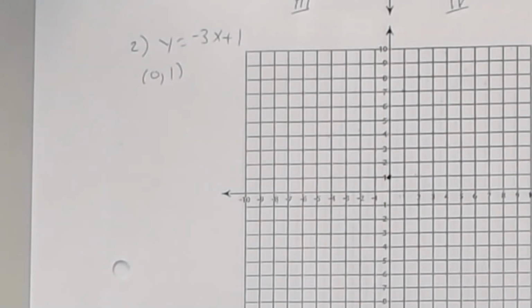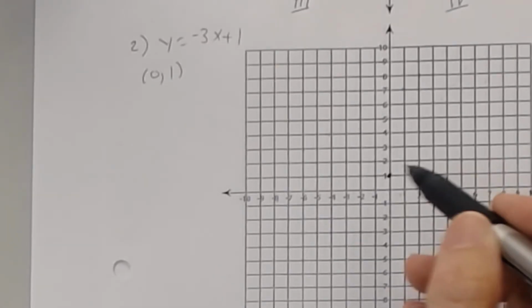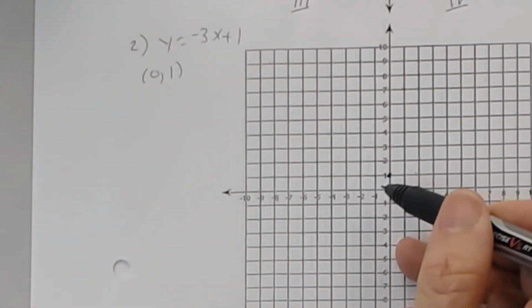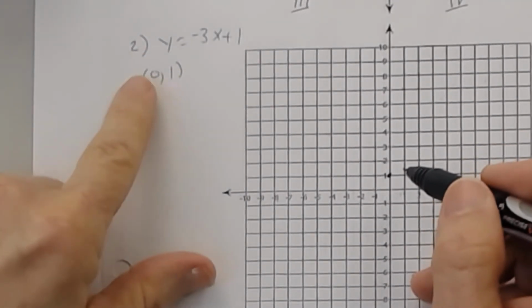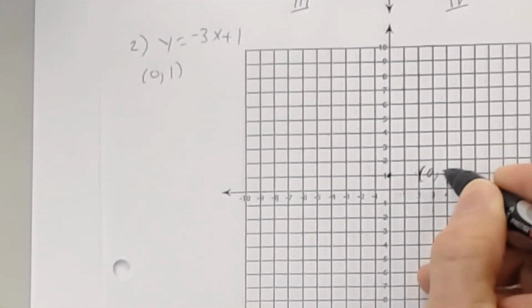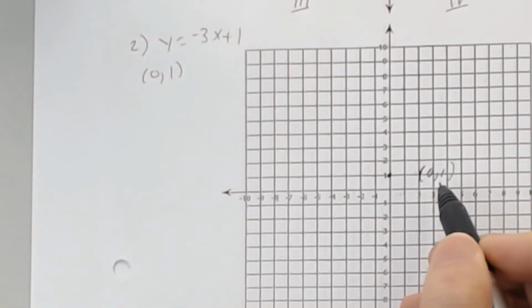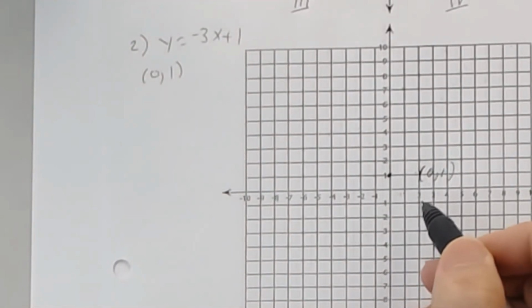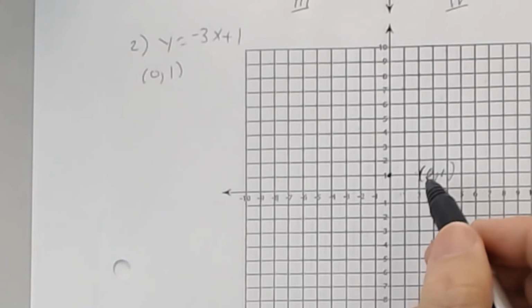Now, if the direction says, and it will, if the direction says label the point, let me remind you what labeling the point means. Labeling the point does not mean just putting a dot there. It means telling me where that ordered pair is. So the ordered pair is what? (0, 1). So you actually write (0, 1). That's the labeling.